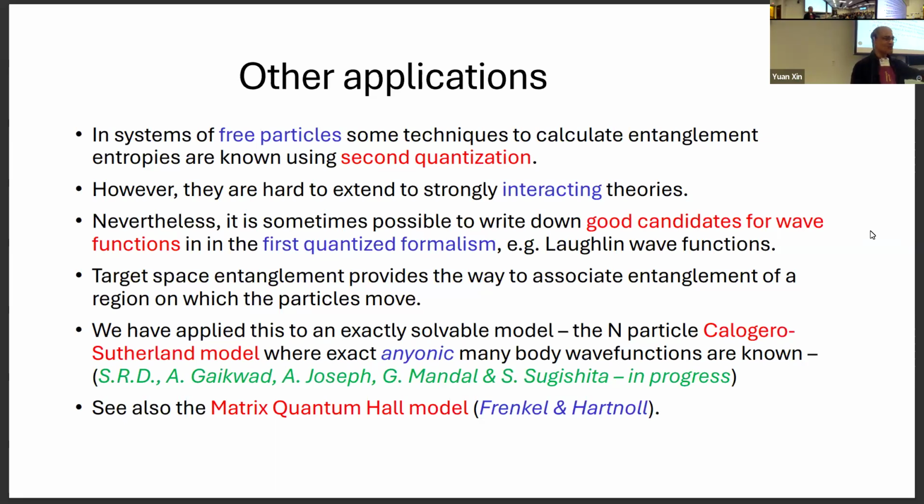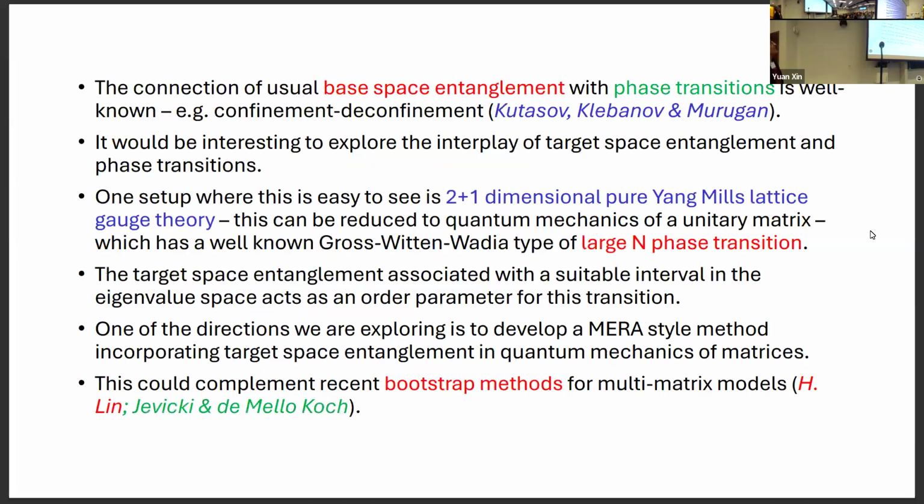then tells you that you can use just the wave functions to obtain a result for the entanglement associated with the region of target space. And we're following up on some toy models like the Calogero-Sutherland model, which is a model of anyonic wave functions, to understand this. The second thing I would like to mention is that there's also a connection of how this entropy behaves in phase transitions. And there's a well-known connection.